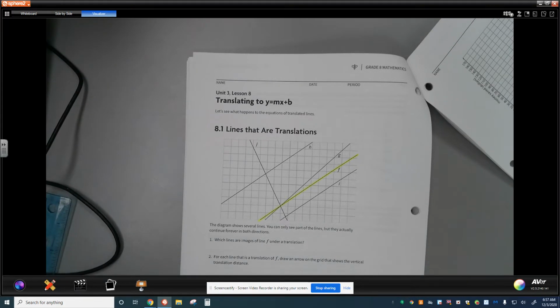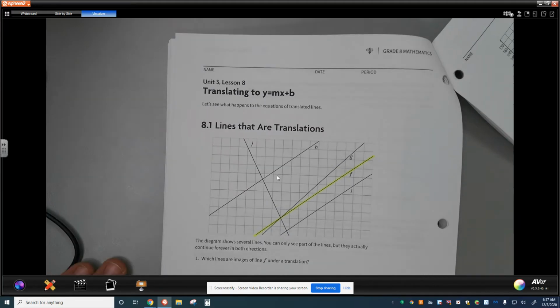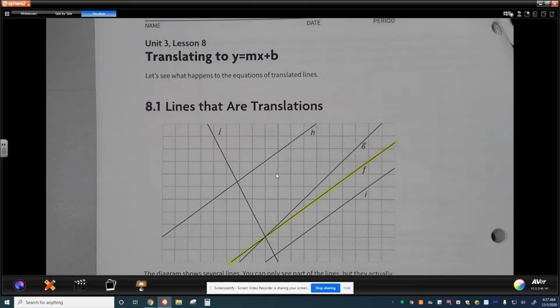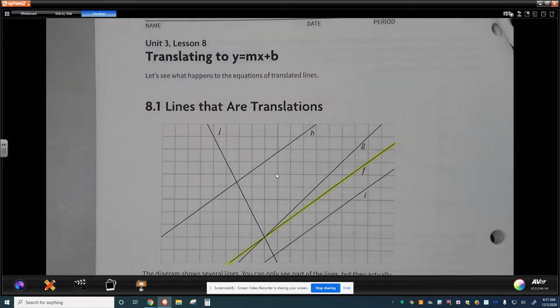Today we're working on Unit 3, Lesson 8, talking about translating of y equals mx plus b. In this case, what we're talking about is making more of a transition to this equation or this formula for linear equations. So today let's see what happens when the equations are translated.